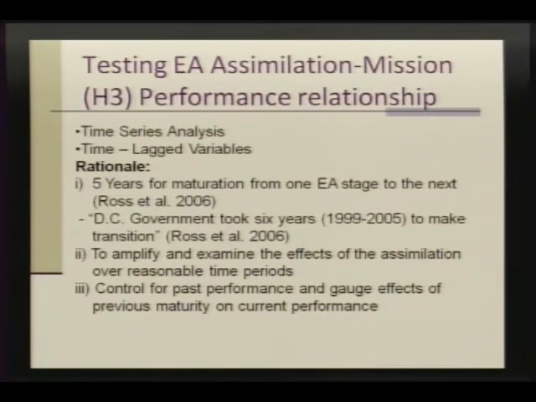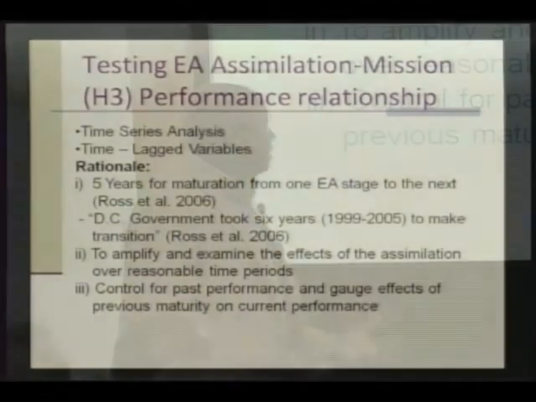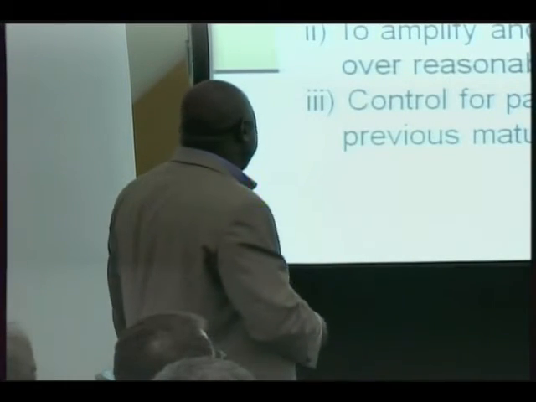One was Ginny. In Ginny's book, she says that it takes about 5 years to mature from one stage to the other. Is that right, Ginny? You can correct me if I'm wrong here. Okay. And then also Ginny wrote that the DC government took approximately 6 years to make a transition. So we wanted to use that kind of time frame, but on a practical basis, when you implement anything or install a new system, you expect to give some time for it to mature. You need some time for it to integrate, and so we wanted to give that reasonable time period.